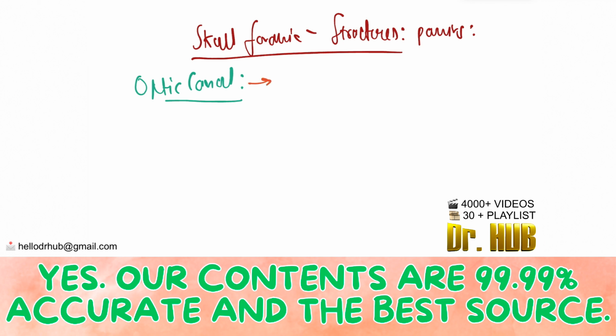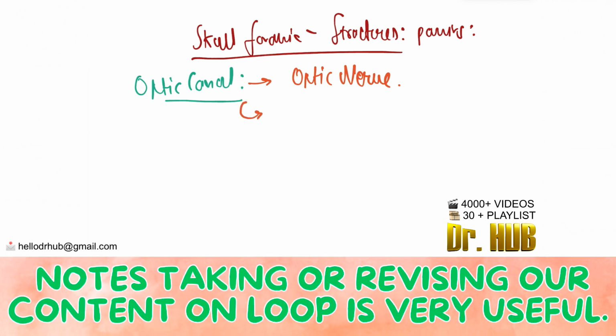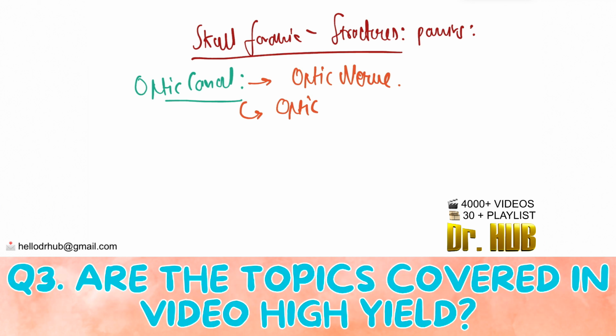So this optic canal transmits the optic nerve, and then it also transmits the ophthalmic arteries. So it's very easy to understand. Optic canal transmits the optic nerves as well as the ophthalmic arteries.